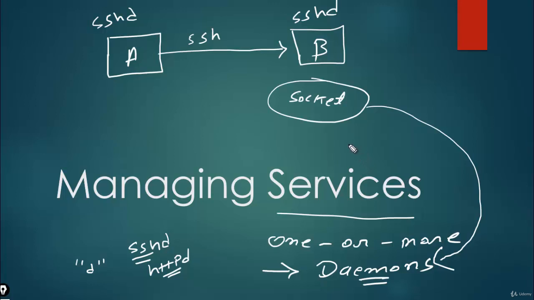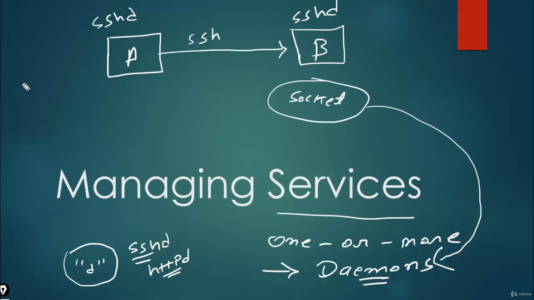So a process is one or more daemons. Daemons always end with a D letter, like SSHD, HTTPD. A socket always listens for a connection by a client, and after the connection is established it will pass it to the daemon. So in this video we will discuss how we can manage services.